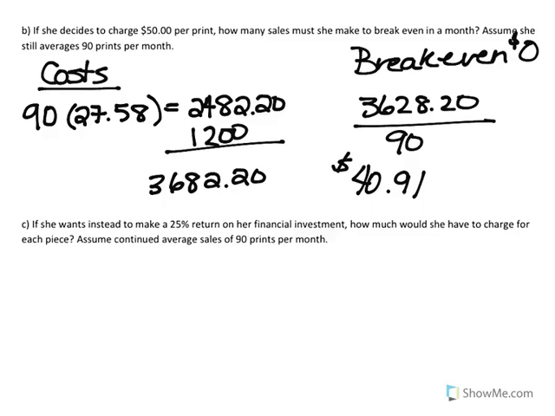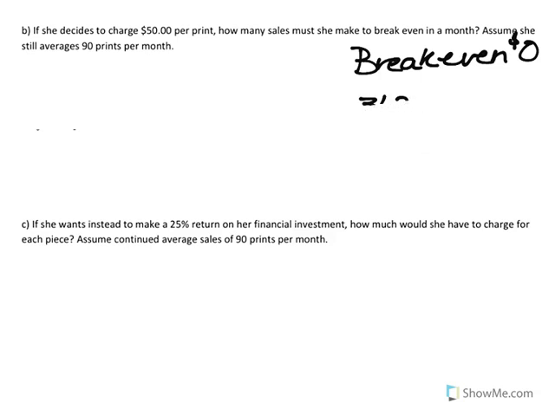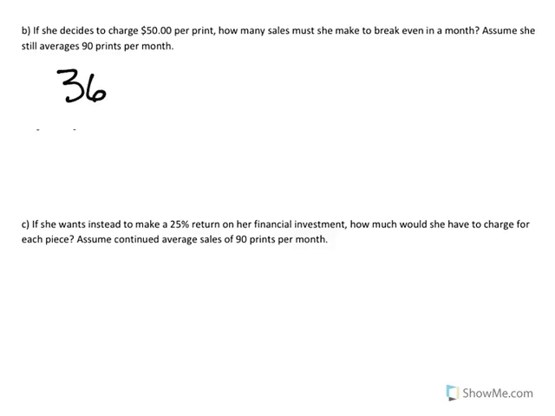Okay, part B. If she decides to charge $50 per print, how many sales must she make in order to break even, assuming she still averages 90 prints per month? So we already know those costs. It's $3,682.20. That's what we got in the last example.